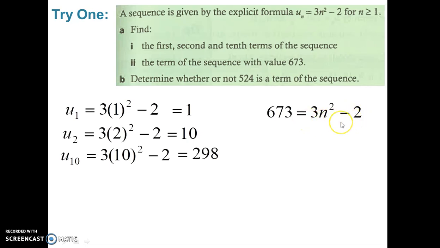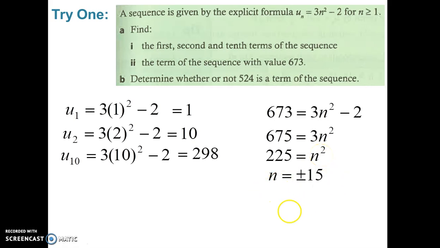So now we're going to add 2 to both sides. You get 675. Now we're going to divide by 3 on both sides, 225. Now we take the square root of that to get rid of this square, just like our quadratics unit, and we get n equals plus or minus 15. In this case, we eliminate the negative 15 and we say just n equals positive 15, because here again, n values can only be greater than or equal to 1. So at position 15, we have the term 673.